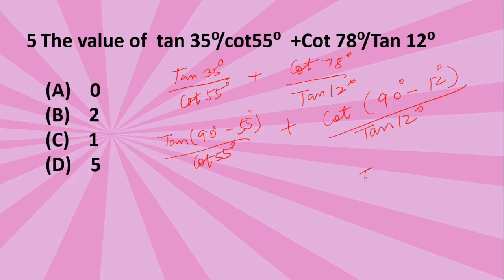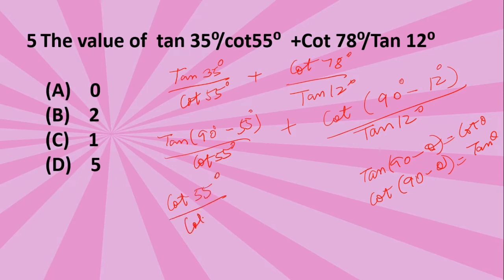Now you know this identity, that is tan 90 minus theta is always cot theta, and you know cot 90 minus theta is always tan theta. So by that you can write it as cot 55 degree upon cot 55 degree plus tan 12 degree upon tan 12 degree, cancel it, so it is 1 plus 1 equivalent 2. So the correct answer is B.